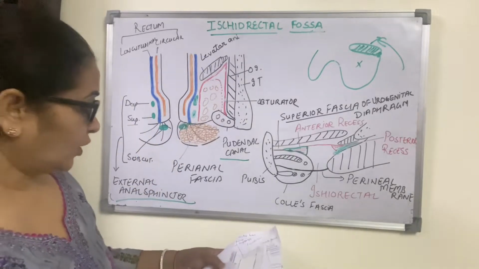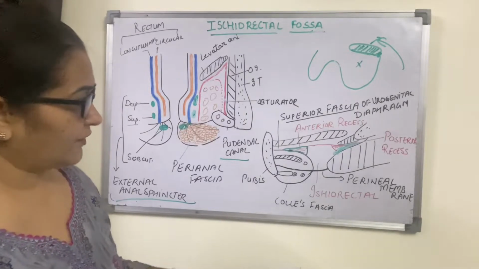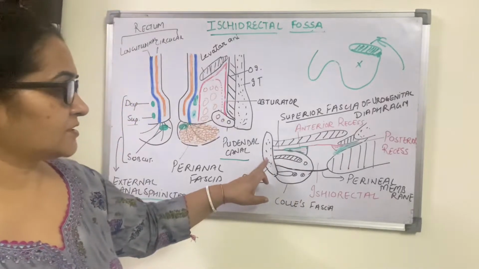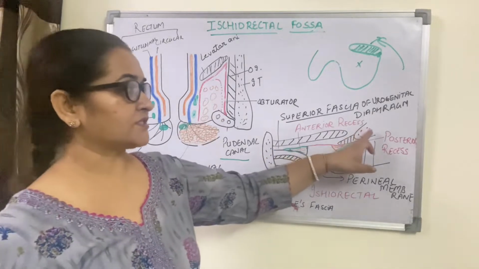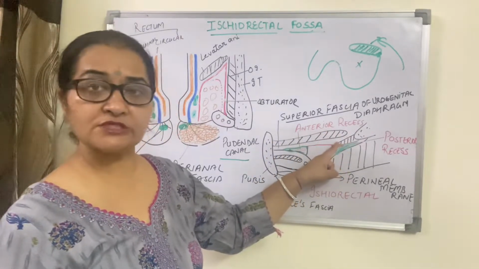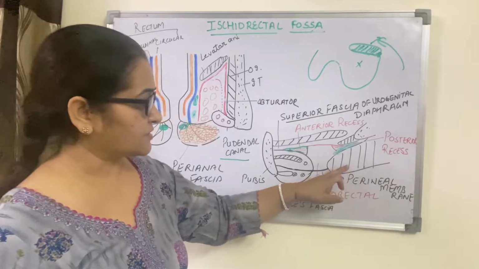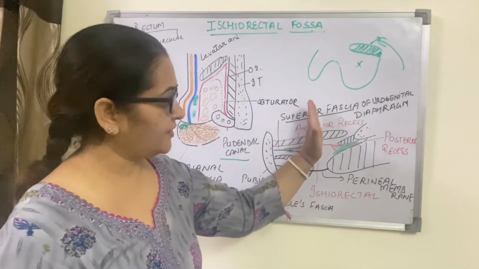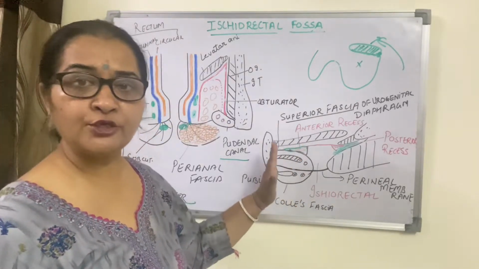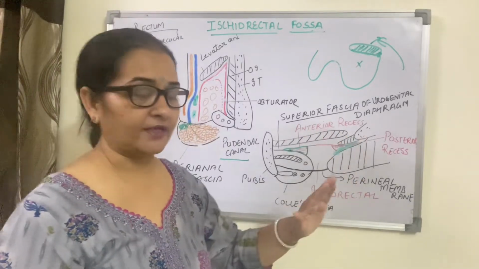Clear? Now coming to the anterior wall. To understand the anterior wall, we have to see this parasagittal section. In this parasagittal section, this is the pubis bone, this is the sacrum bone, this is the levator ani muscle, and the coccygeus muscle, which contribute to the pelvic floor. This is the gluteus maximus muscle. Now, if we divide it in the center, this portion comes under the urogenital region, and this portion comes under the anal triangle region.